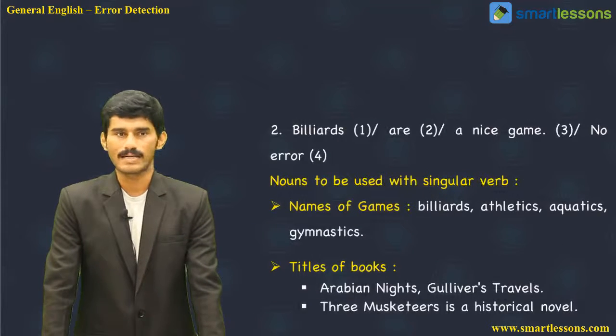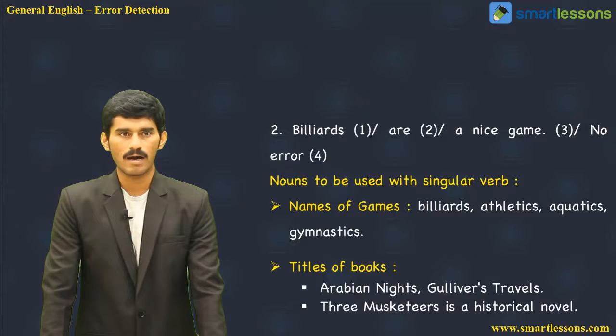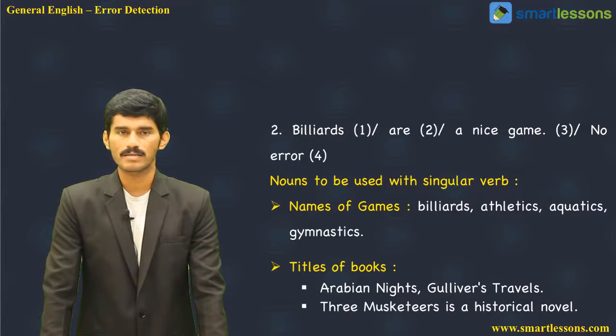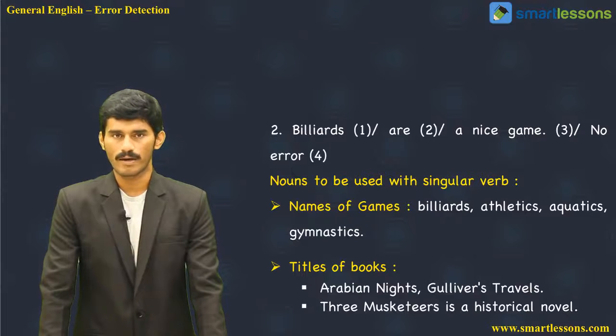So the second sentence, let's see. Billiards are a nice game. This is a sentence divided into three parts, and the fourth option is no error. Billiards are a nice game. Billiards, it is a noun, it's the name of a game. So it is ending with s.